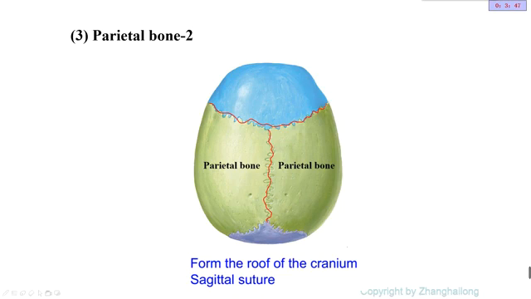And here you see there is another suture. This suture is the coronal suture, connecting the frontal bone with the parietal bone. On the back there is another suture, the lambdoid suture. This suture connects the occipital bone and the parietal bone. So all these bones are connected very closely by the sutures: the sagittal suture, the coronal suture, and the lambdoid suture.